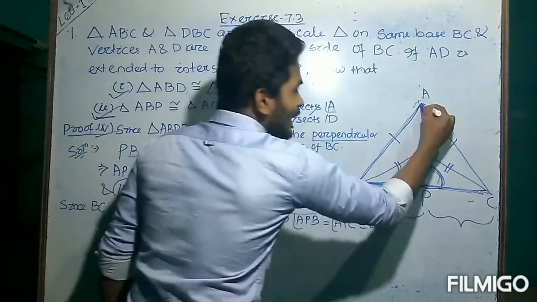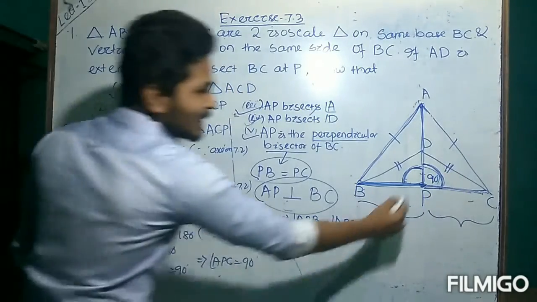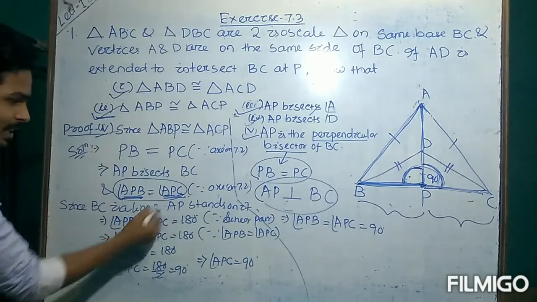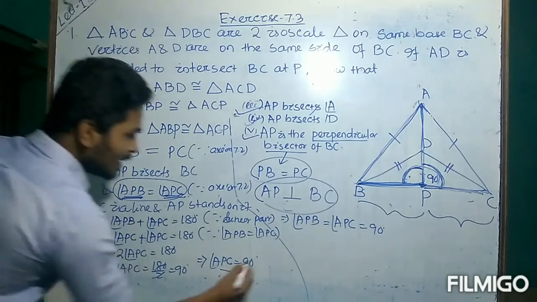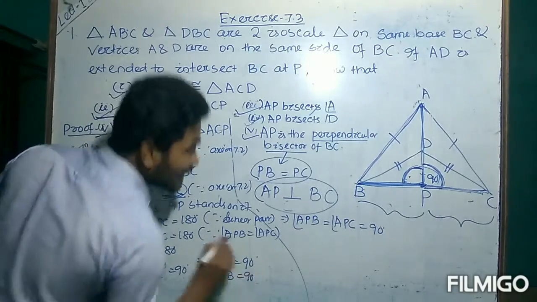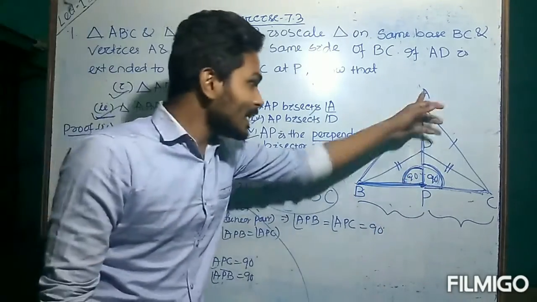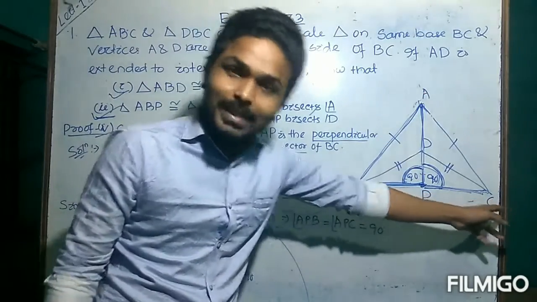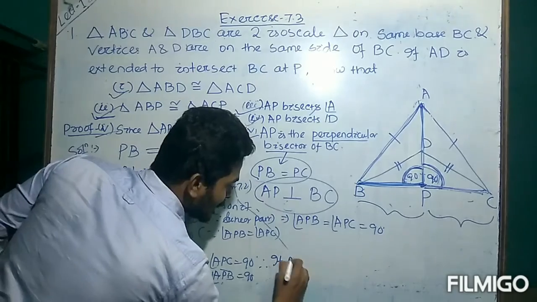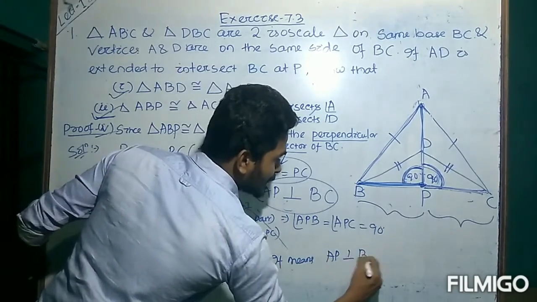So we have found that in triangle APC, this angle is 90 degrees. And what is the value of this angle? Since these two angles are equal, see, APB is equal to APC, so in the place of APC, we can substitute APB. So what is the value of APB also? APB is also 90 degrees. So this angle is 90 degrees and this angle is also 90 degrees. It means what? It means AP is perpendicular to BC.